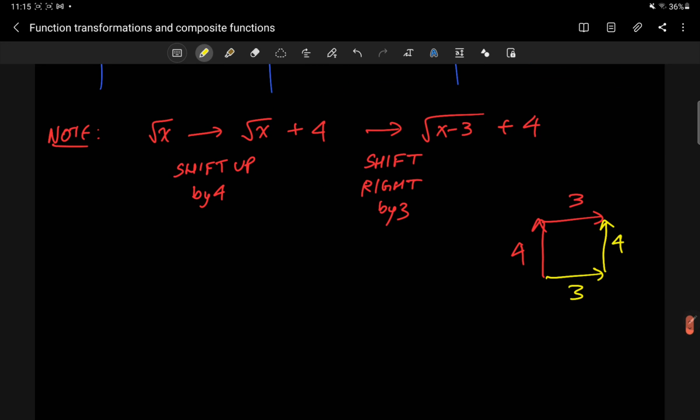All right, so that brings us to the end of the translation transformations. In the next videos, we are going to look at reflections and some other kinds of transformations.